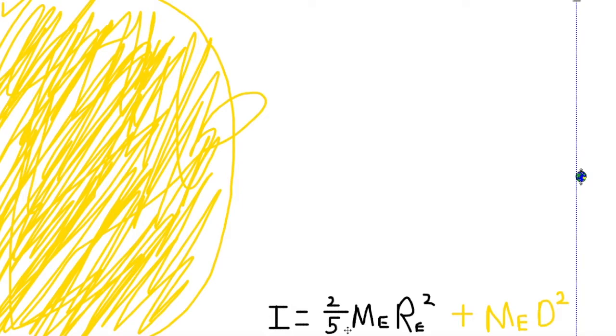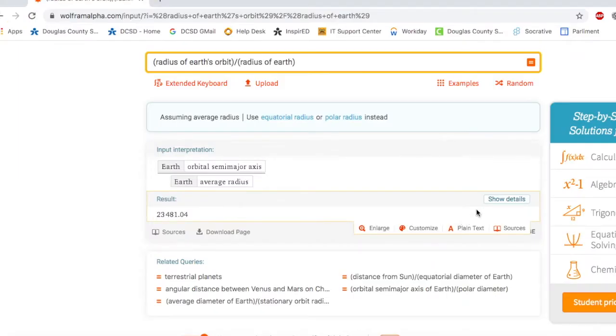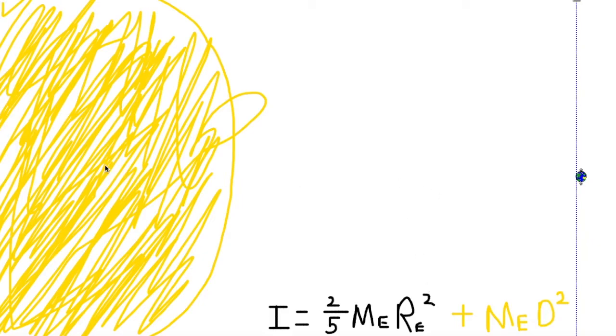You may have noticed that on my key for 1b on worksheet 6.4, I just used m r squared, where r was the radius of the orbit, for the moment of inertia of the Earth. I want to talk a little bit about why. I used Wolfram Alpha and asked it to divide the radius of the Earth's orbit by the radius of the Earth itself. The Earth's orbit is about 23,500 times larger than the radius of the Earth. So this distance is way greater than this distance right here.